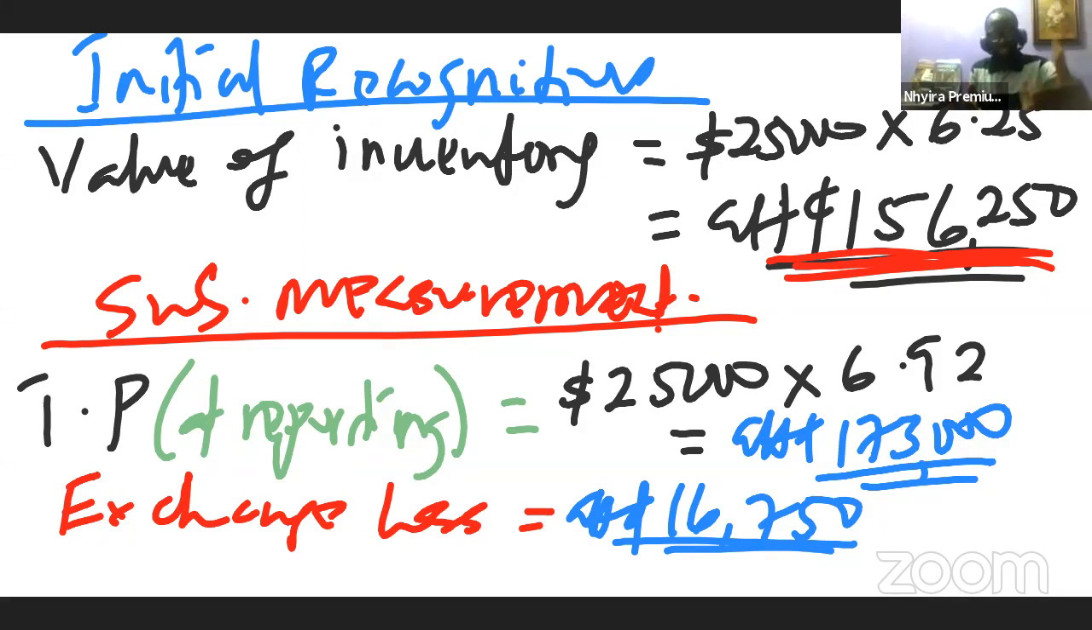So that is the initial recognition, and then subsequent measurement. Have we answered the question? No. The examiner said, how should these be represented in the financial statement? So we are interested in all the three values we have computed here. Inventory will be carried at, like I mentioned, the 156,250, but now our trade payable figure will be 173,000. Then in the income statement, we will take 16,750 there.